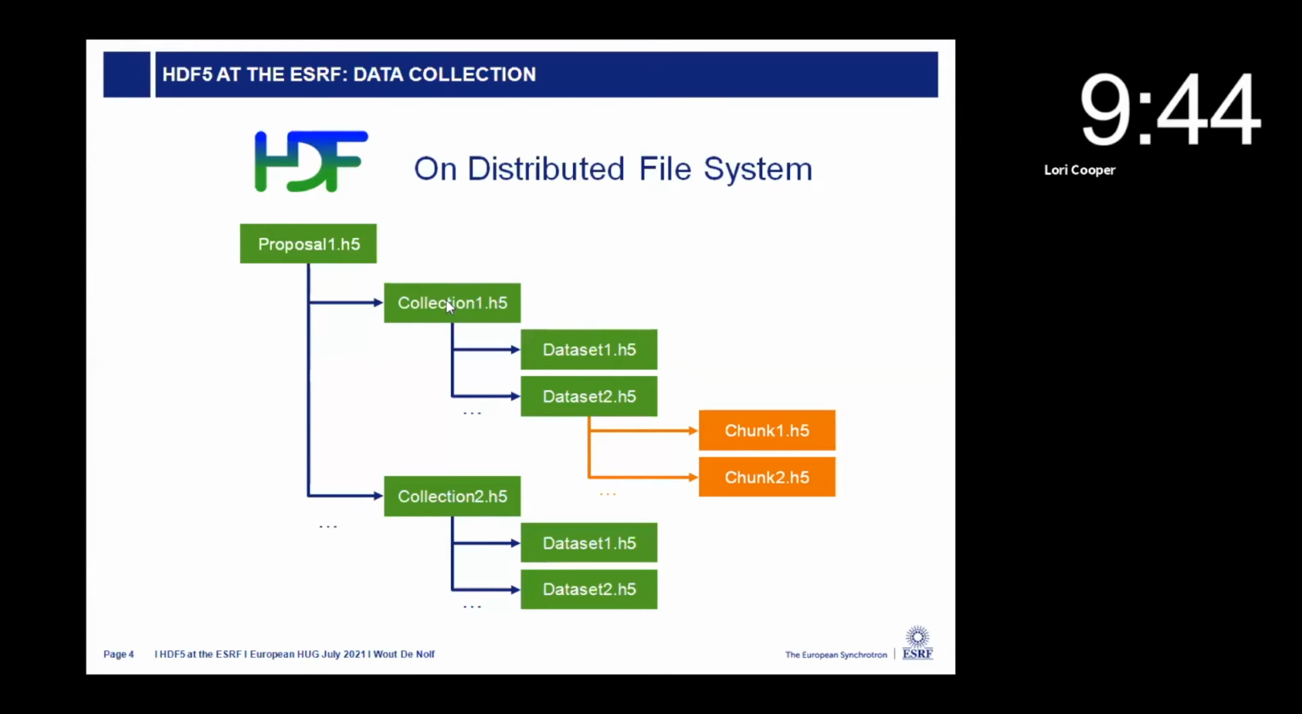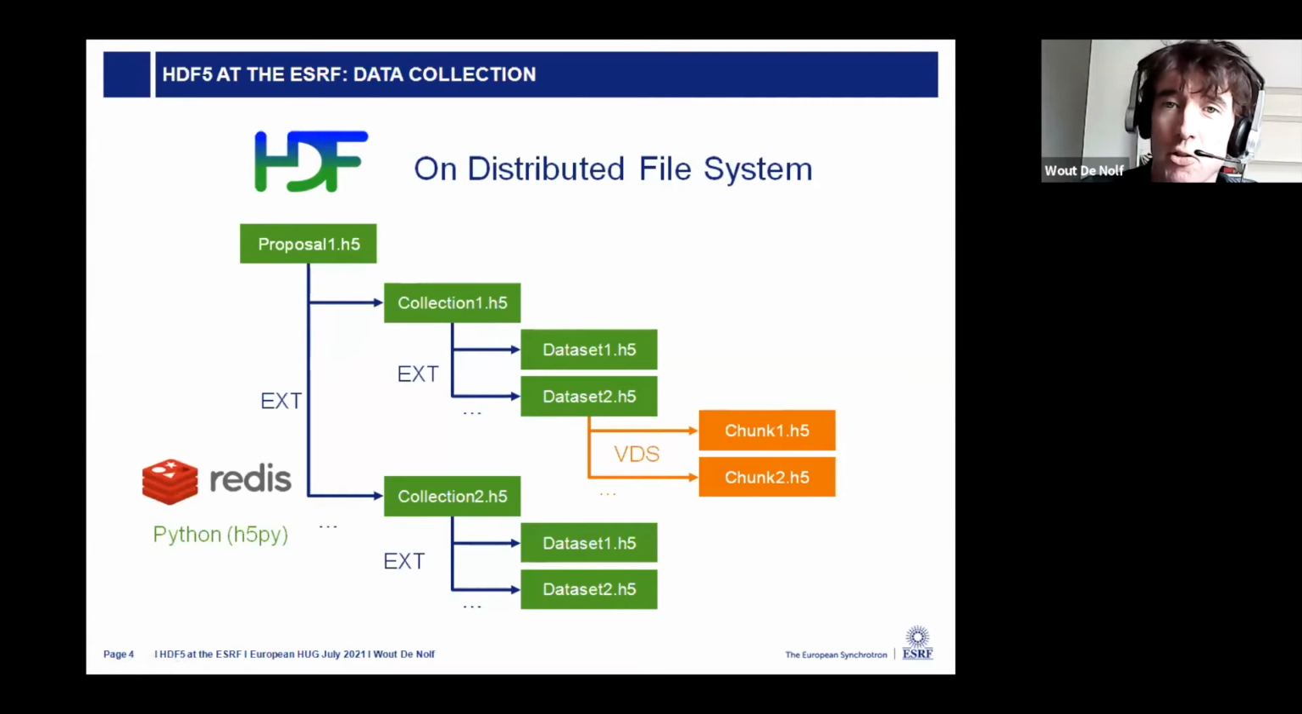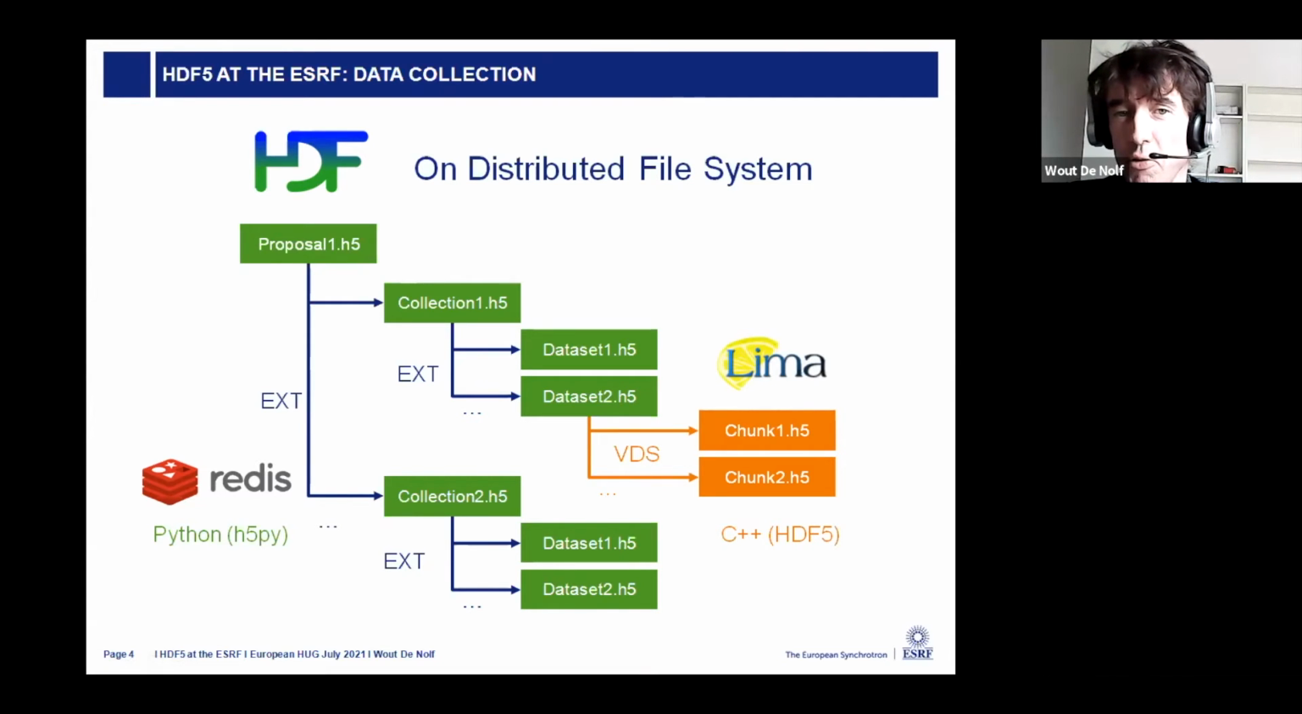Okay. On the level below that, we have single access points to data collections. A collection of data corresponds to, for example, all the data of one particular sample or one particular experimental condition. And then below that, we have the dataset files which contain the actual data, except for the images which are stored on the lowest level. All these files are written in Python using h5py based on information from Redis. And the Lima files, Lima is a C++ framework, so this uses the HDF5 library directly.